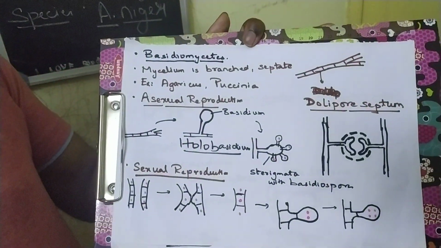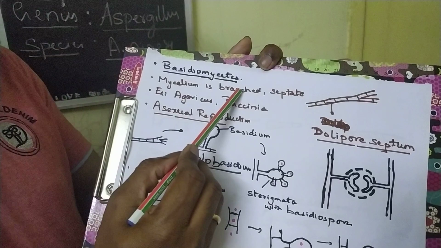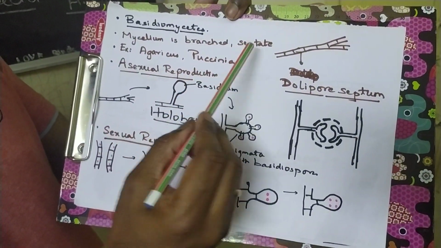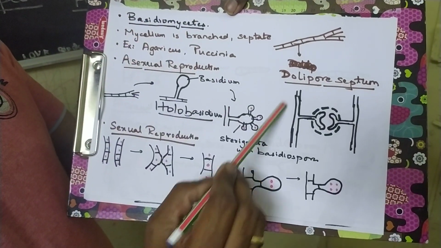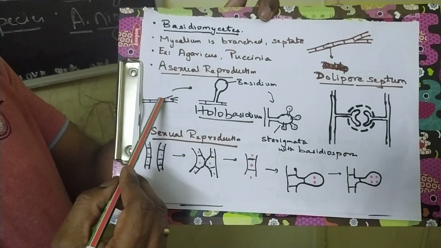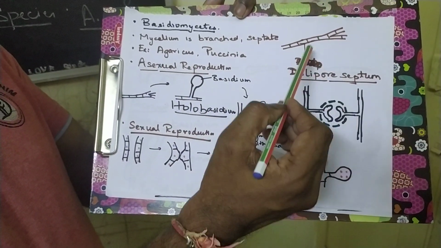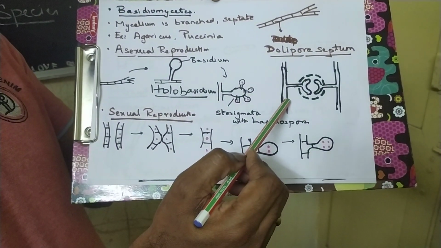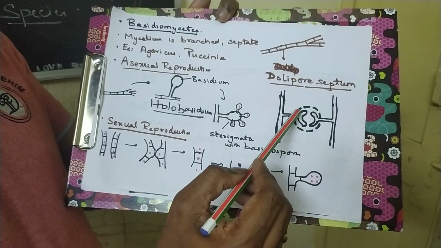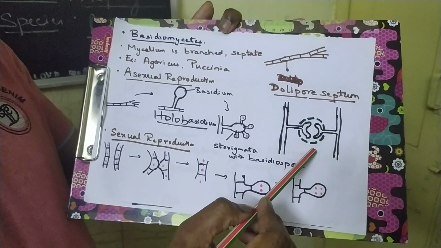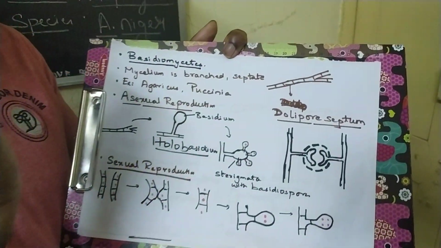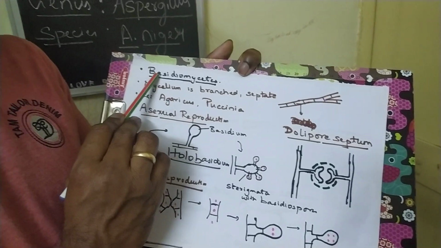Coming to the next class. What is this class called? Basidiomycetes. Basidiomycetes will be having a mycelium which is branched and septate. This is the class which is having a proper septum formation. So you are seeing here, no, mycelium will be septate, or here, see, mycelium is septate. Each septum is called a dolipore septum. Okay, so you can see that this is the parenthesome and the pore cap. They can ask for 2 marks: what is dolipore septum? You should say dolipore septum is the true septum present in the class Basidiomycetes.